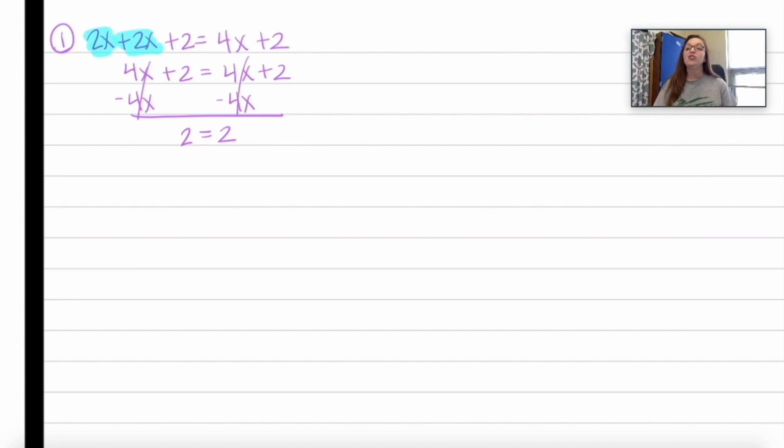Okay, so if your variables cancel, there are two possibilities. Either there's no solution or infinite solutions. So how do we determine? Well, if your variables cancel and you're left with a true statement, which is the case here, does 2 equal 2? Yes, it does. So I'm going to put a check mark. 2 does equal 2. So if you're left with a true statement, then we say there are an infinite number of solutions. So let's write that down.